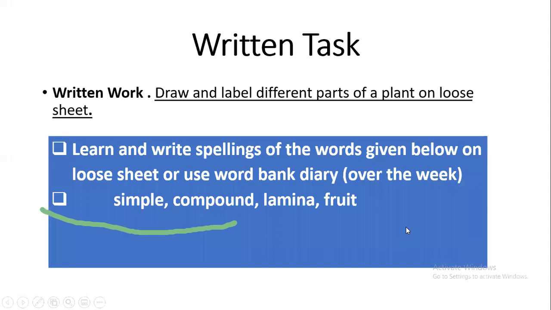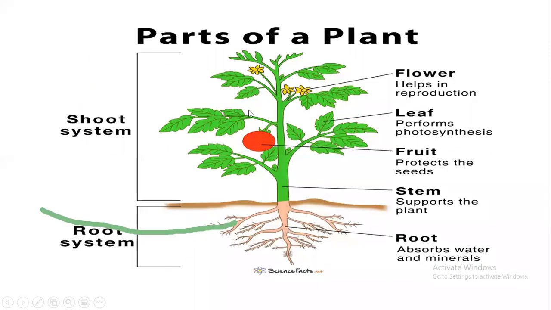Now here is your written task. You have to draw and label the different parts of plants on the loose sheet. So you have to draw this diagram and then label the parts of the plant like flower, leaf, fruit, stem, and root. You will not write the function of the plant, okay students. You are not supposed to write the function, you are just supposed to write the पार्ट्स ऑफ प्लांट. आपने जो बोल्ड हुआ हुआ सेक्शन है सिर्फ वही लिखना है, ठीक है. This is your task.